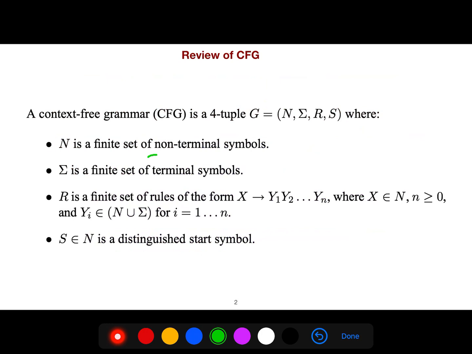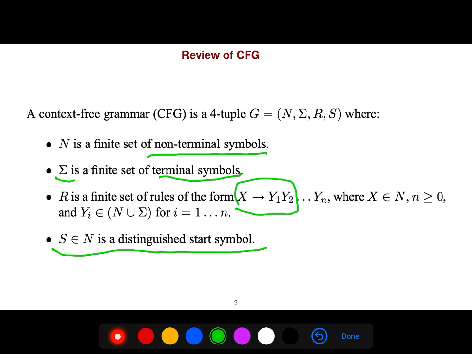So N is a finite set of non-terminal symbols, and sigma is terminal symbols, like the words in your vocabulary. R is a finite set of rules, for example, here. I will explain these things; I have explained these things in a previous lecture. So we can say that S is the distinguished start symbol, and what else? There we have some rules.